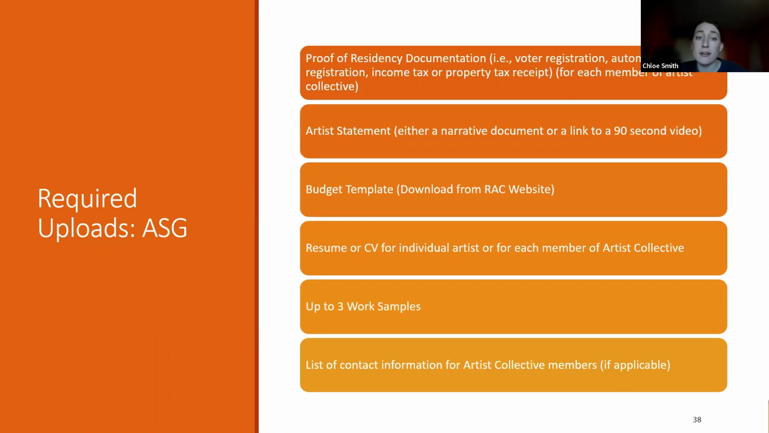Another required upload will be the artist statement, which will be either a narrative document, or you can link to a 90-second video, in which you will record your artist statement. The third required upload is a budget template, which you can download from the RAC website. You'll fill it out and then upload it as a PDF. There will be a required resume or CV for the individual artist or for each member of the artist collective. You'll be able to upload up to 3 work samples, giving the reviewers an idea of what project you're doing or what program you're doing. And then there's finally a list of contact information for artist collective members, if applicable.